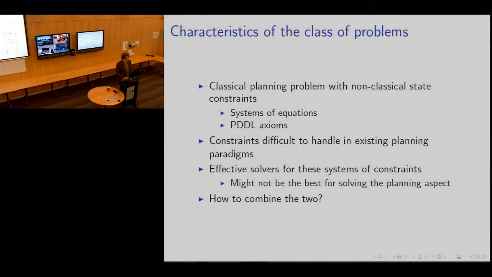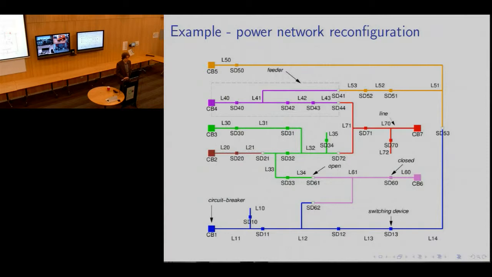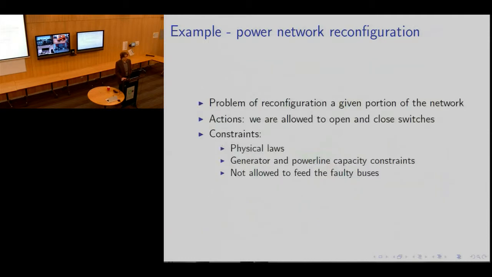Okay. I'll start by describing this example domain, and I will be using it throughout my talk to explain some of the concepts. So it's power network reconfiguration. We're given a power network that consists of some number of circuit breakers, some number of loads. There are power lines connecting the network elements, and there are switches that can be either open or closed. The goal of our problem is to reconfigure a network in a certain way. That is, we are given a set of loads that have to be fed in our goal state.